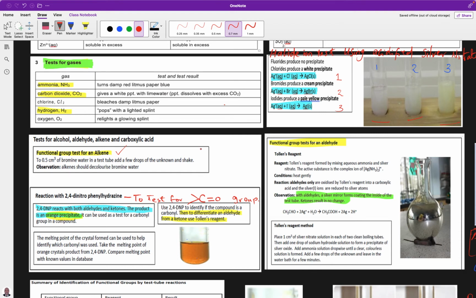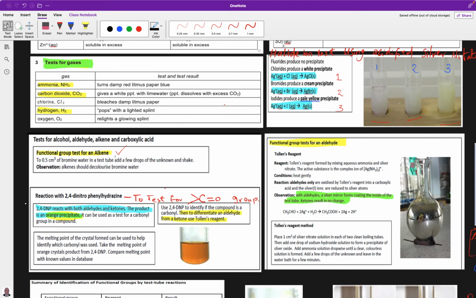And the reaction taking place signifies the presence of a double bond. All alkenes will always decolorize bromine water because of the presence of the double bond. Alcohols in test tube 3 will have no reaction because there's no double bond in the alcohol. So the decolorization of the bromine water signifies the presence of a double bond in an alkene.